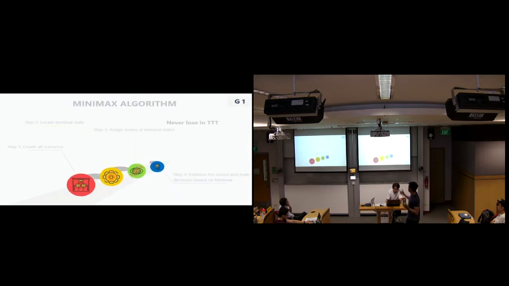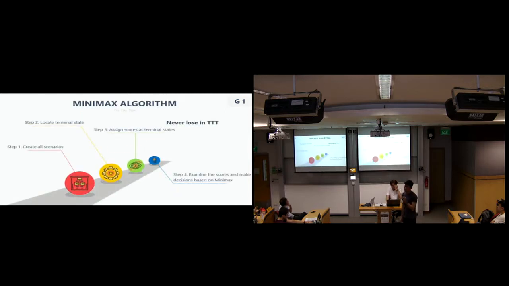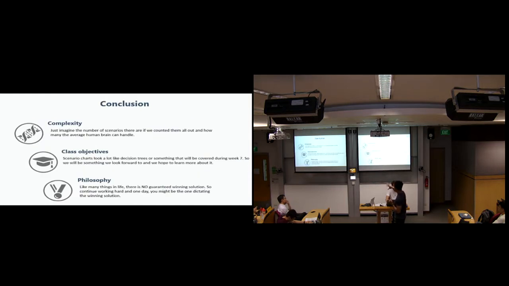So back again, the Minimax algorithm, 4 simple steps. 1, create all scenarios. 2nd, locate the terminal state, which in this case is a win, tie, or lose. 3rd, assign the scores at the terminal states. And 4th, examine the score and make that decision to never lose in a tic-tac-toe game. So we reach a certain conclusion here.